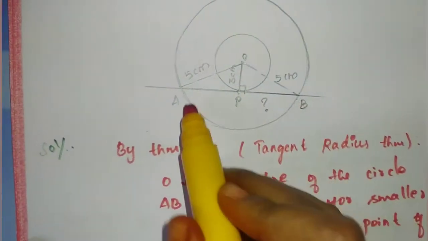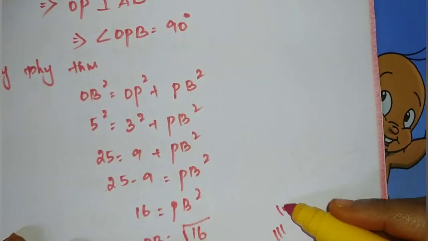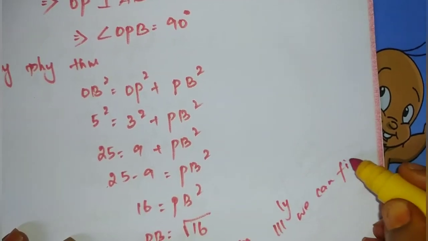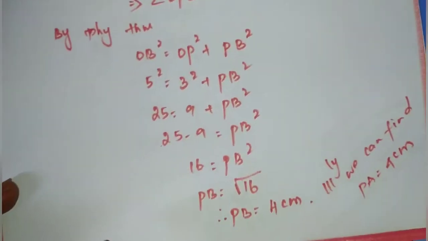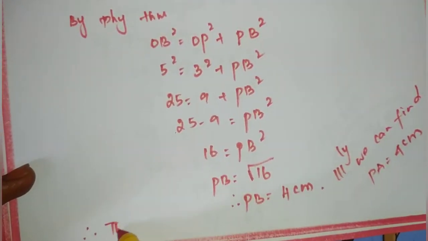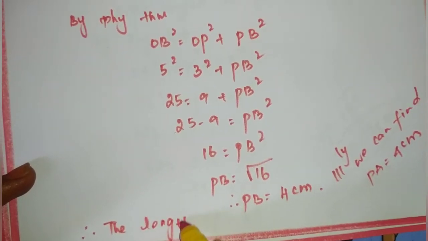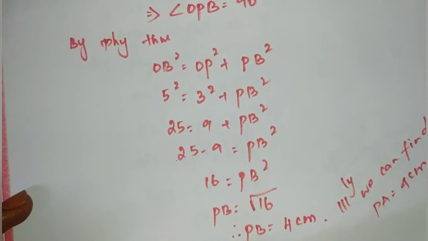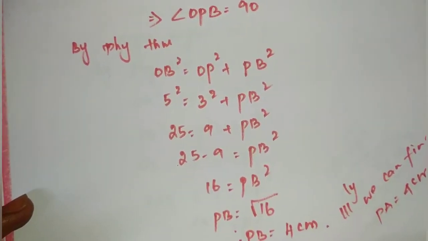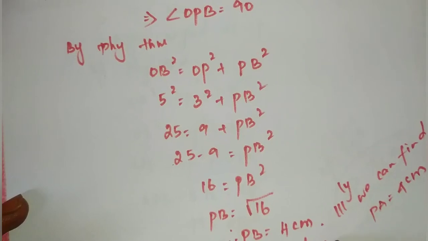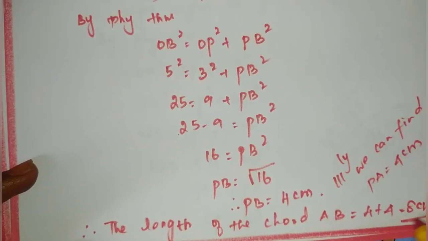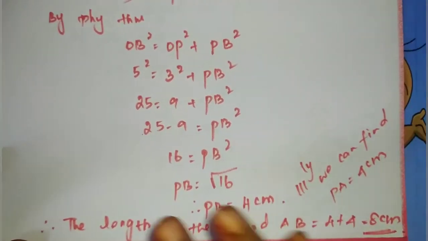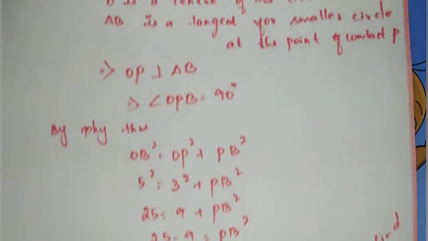If this is 4 centimeter, obviously this one is also 4 centimeter. So similarly, we can tell that BA is also 4 centimeter. Therefore, the length of the chord AB is equal to 4 plus 4, 8 centimeter. Clear, children? If there is any doubt, ask.